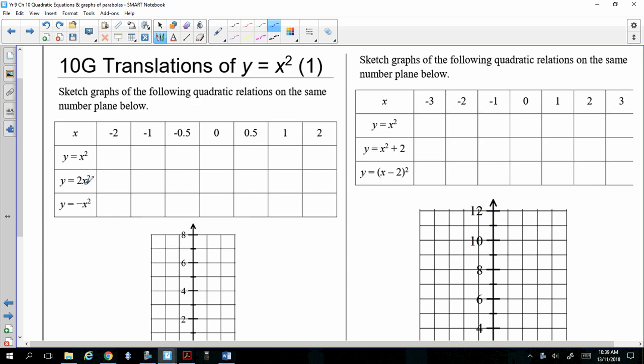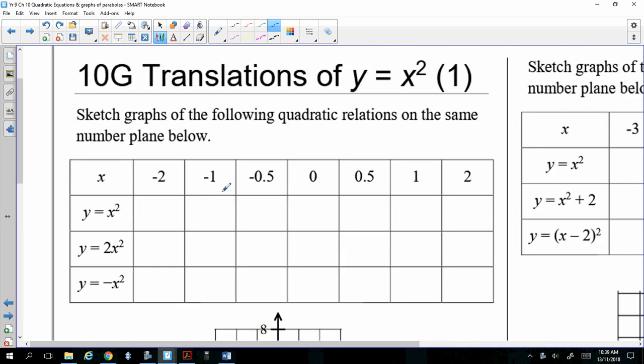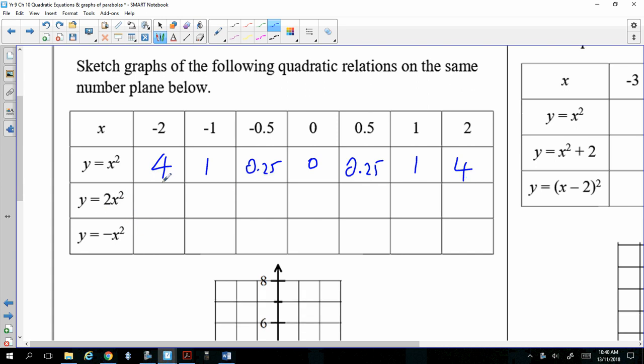At the effect of having a number in front of x squared on the narrowness of the parabola. So we'll continue with this. We're just briefly going to plot this parabola. So we get the points 4, 1, 0.25, 0, 0.25, 1, 4. And then if it's 2x squared, you just double the y value.